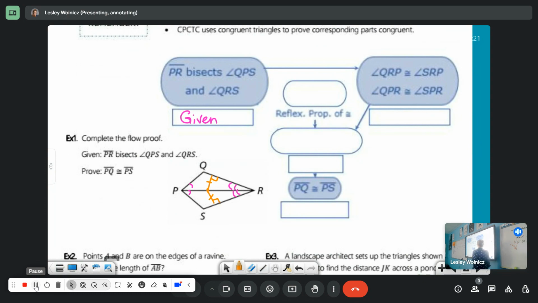It's just the definition of an angle bisector that tells us that we make baby congruent angles. Baby congruent angles is the definition of an angle bisector. Did I answer your question? But it's not the theorem. It is not the theorem.